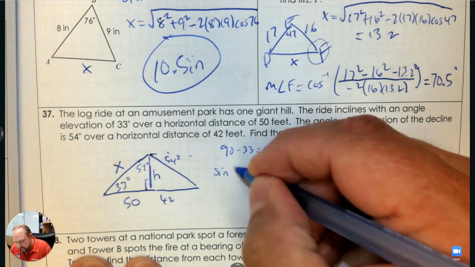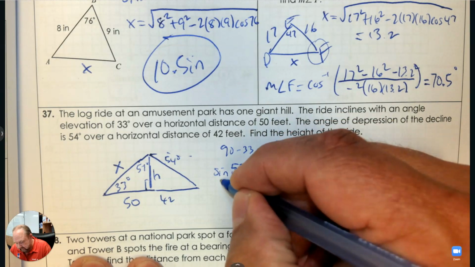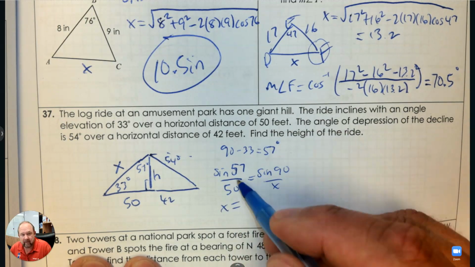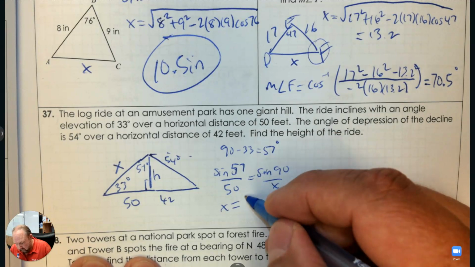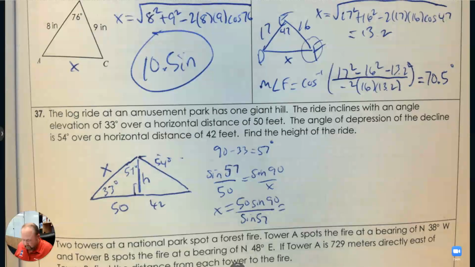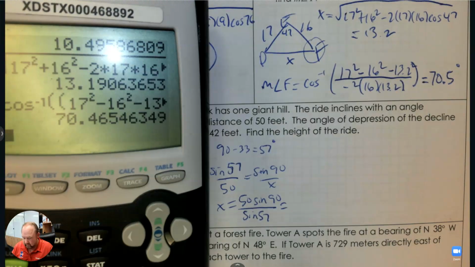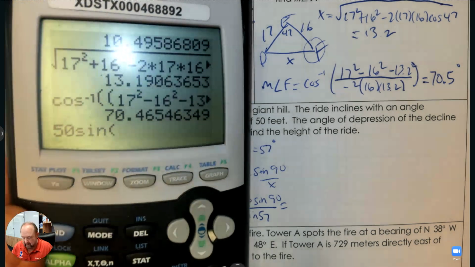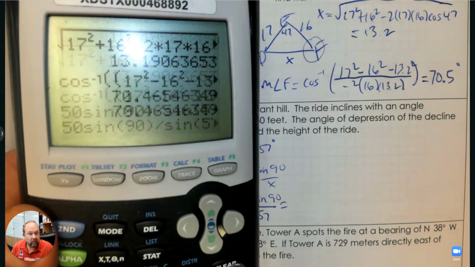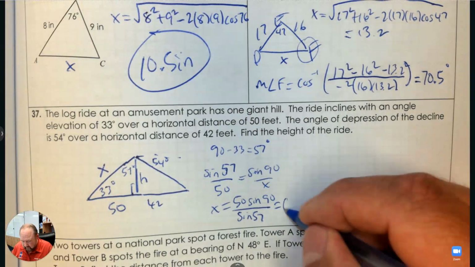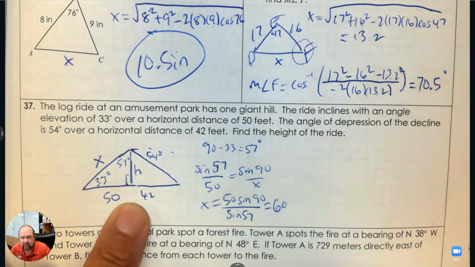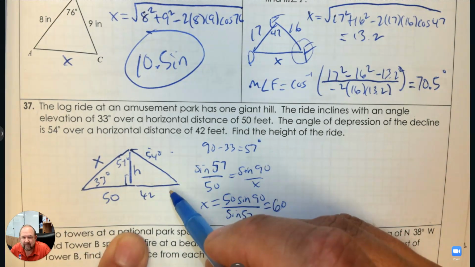So I'm going to go sine 57 over 50, and then sine 90 over x, and then solve for x. So I'm going to multiply and then divide. So I'm going to go 50 times sine 90 divided by sine 57. This is going to be a two-step process. So first step, 50 sine 90 divided by sine 57. And I get 59.6. I'm going to call it 60. Now that I know that side, I can then solve for the height. Let's see.